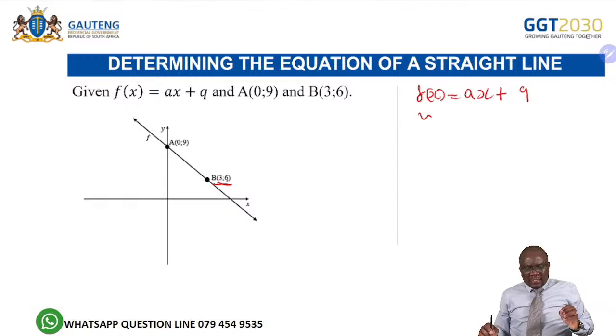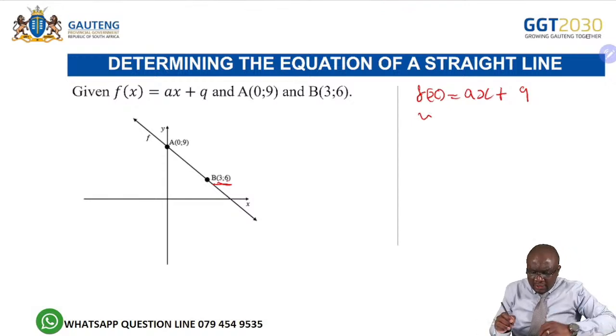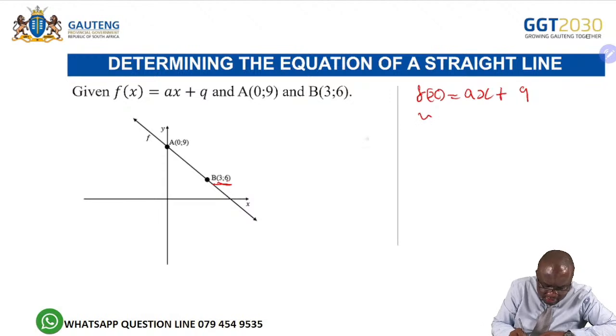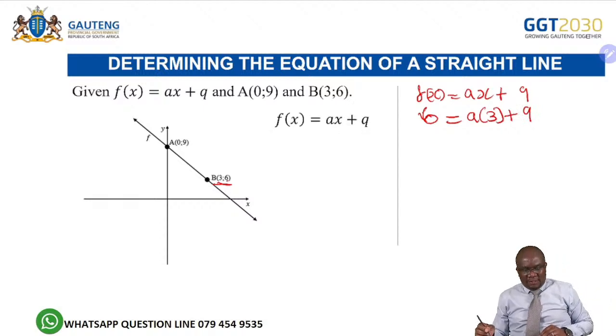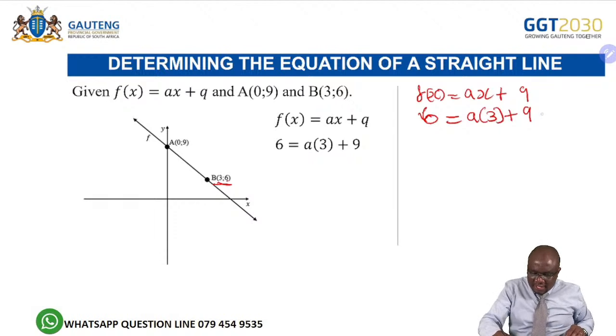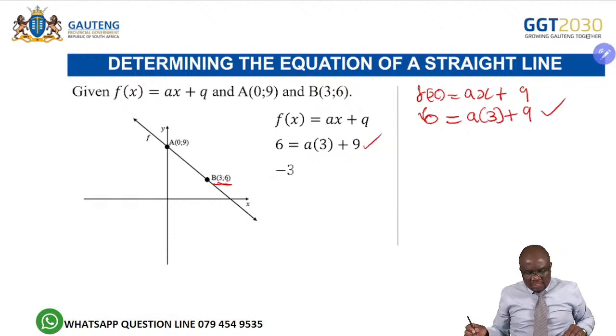Perfect. Right. Now, I was saying we will substitute f of x. We put 6 is equals to a, and then where there's x, we put 3, and then plus 9. You see that? Now, then we can find our a. You see that? I have that there. This step here is this step there. Okay? And then let's simplify that.